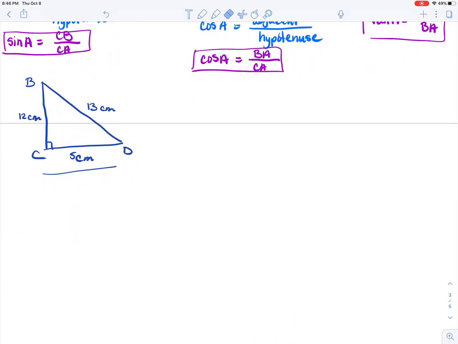Let's look at a real example here with some numbers. So we have triangle BCD. BC is 12, CD is 5 centimeters, and the hypotenuse, BD, is 13 centimeters. So what if I asked you to determine sine D and cos D? And I want you to give them to the nearest hundredth.